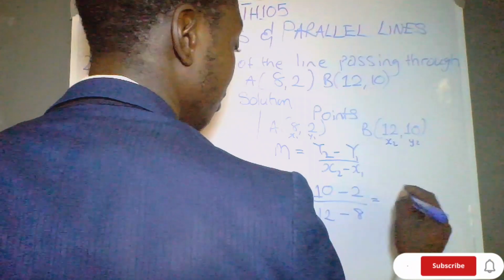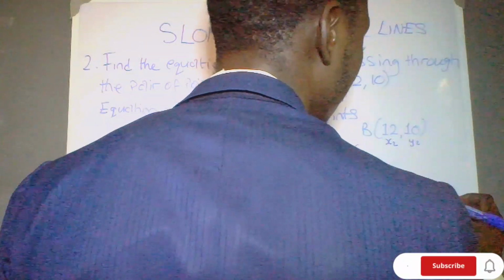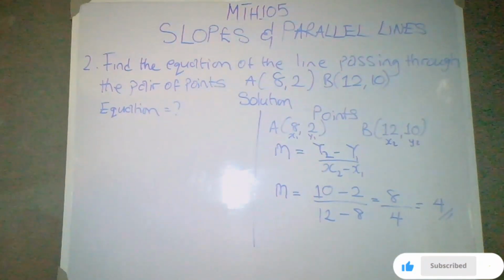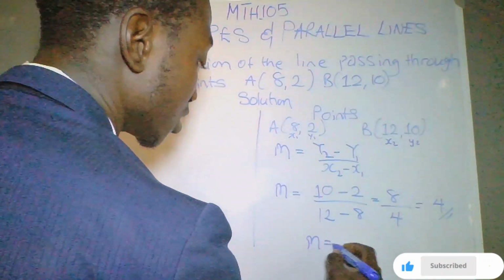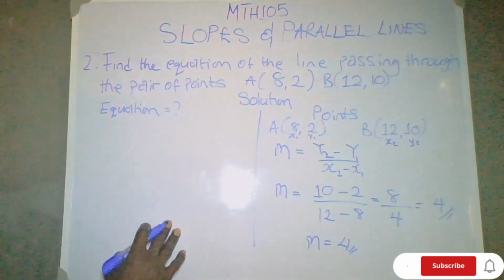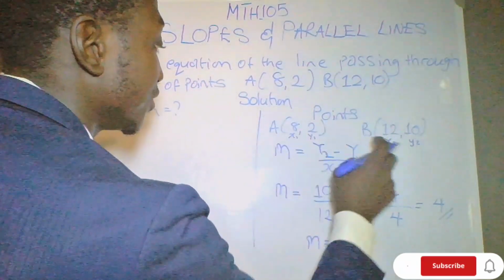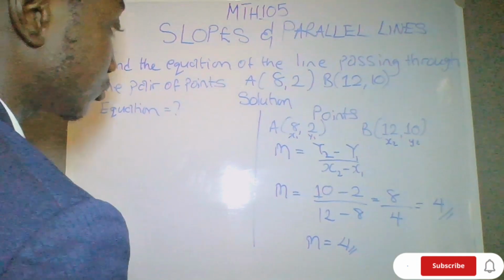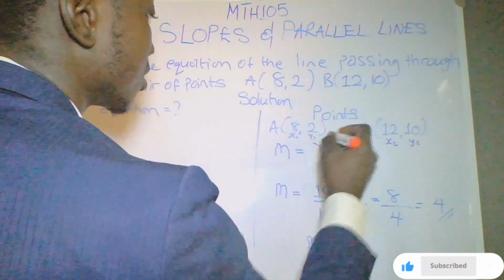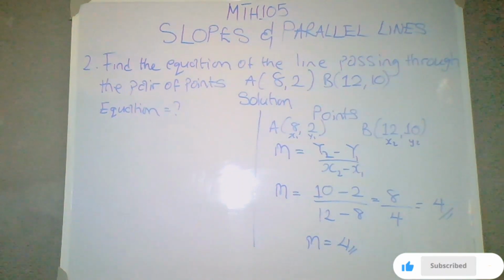Okay, equals, this is 8, gives us 4. So we have 4. So our m equals 4. So to get the equation, we can go for either of these points. So let's go for point A.